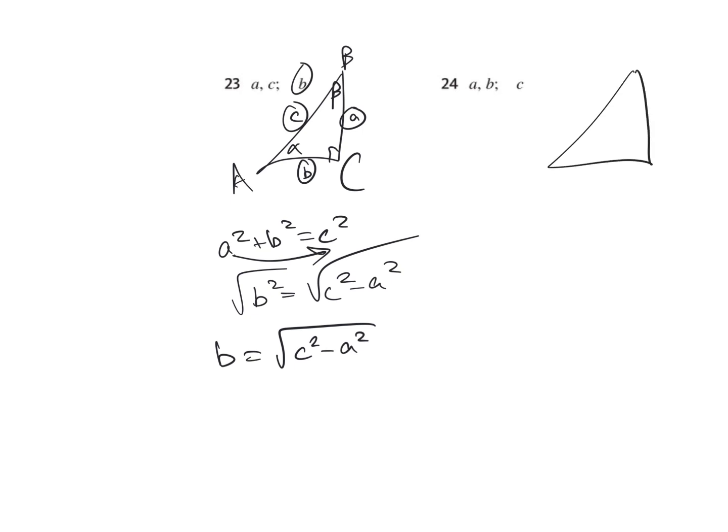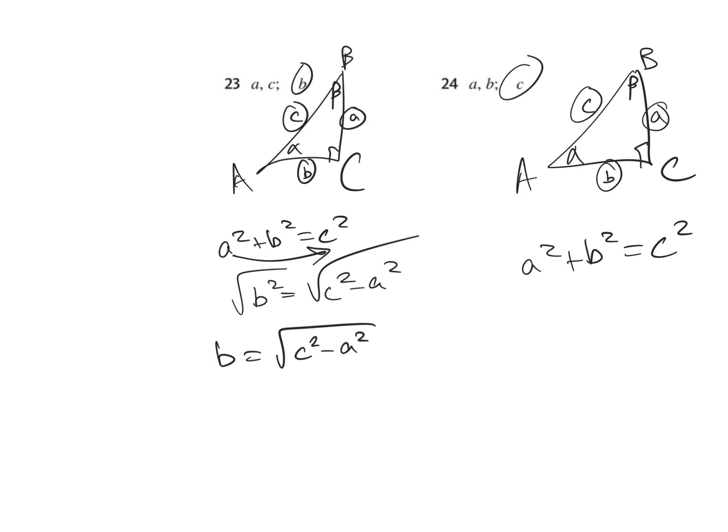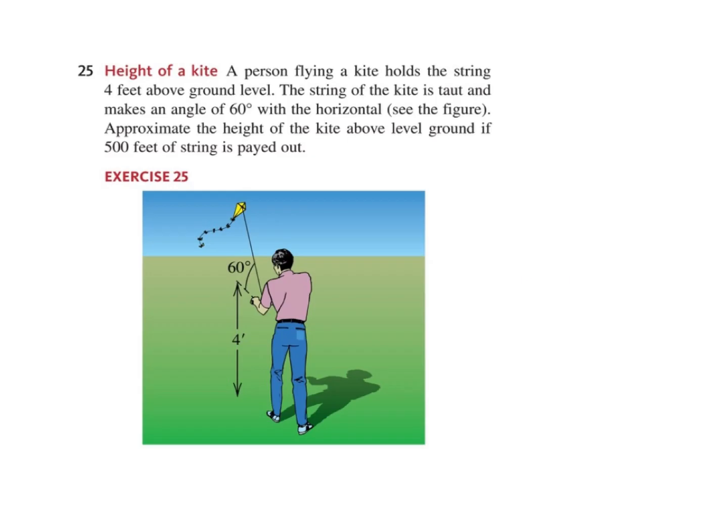Same thing on 24, A, alpha, B, beta, and little b, little a, big C, little c. So we have little c, little b, little a. Again, same thing, A squared plus B squared is equal to C squared. And we're solving for C here, so C is equal to the square root of A squared plus B squared. All right. And to whet your appetite, let's just look at number 25.